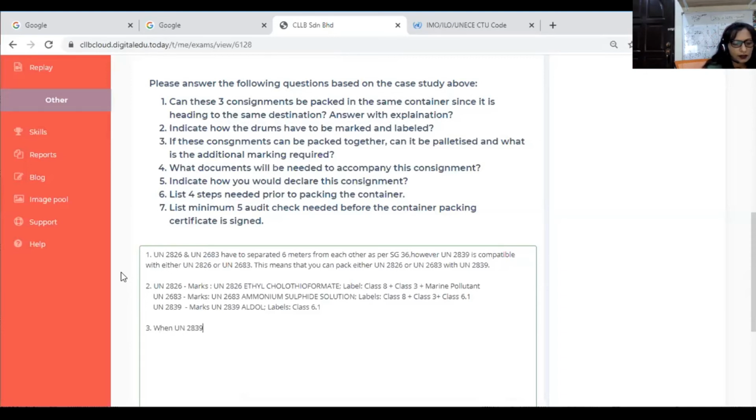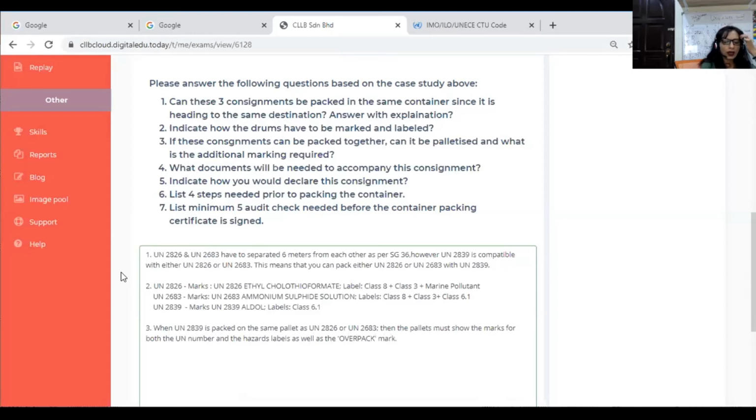When UN 2839 is packed on the same pallet as UN 2826 or UN 2683, that means either or, okay, then the pallet must show the marks for both the UN numbers and the hazard labels, as well as the overpack mark.